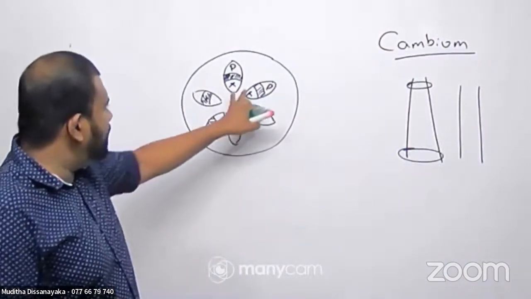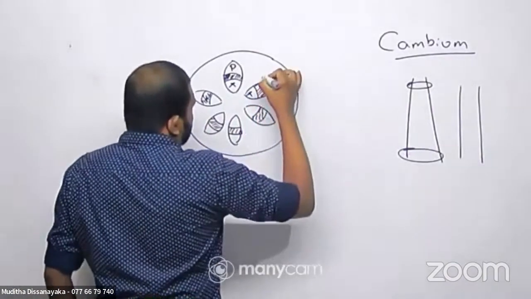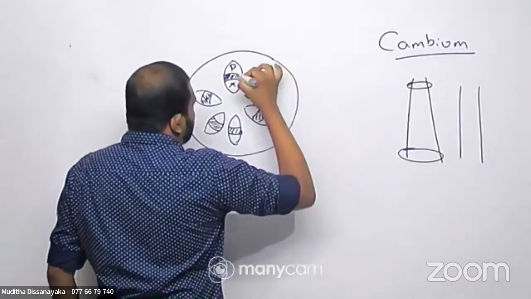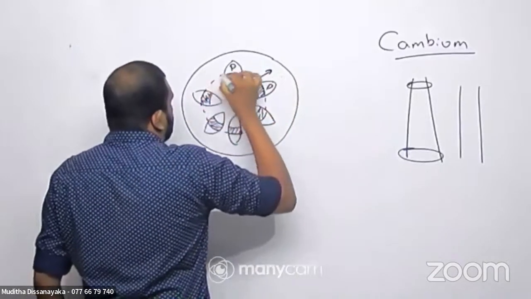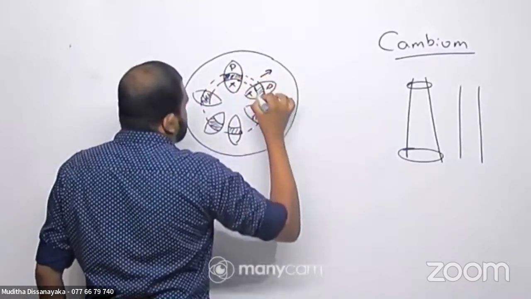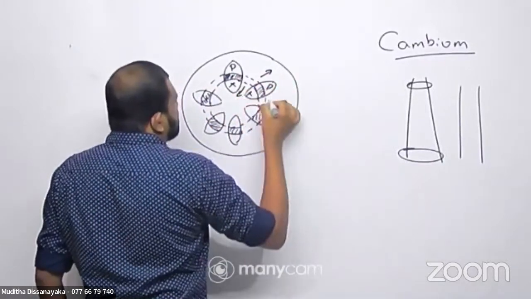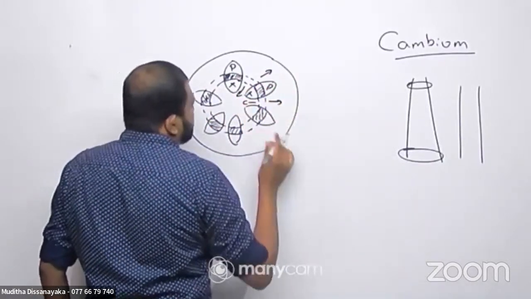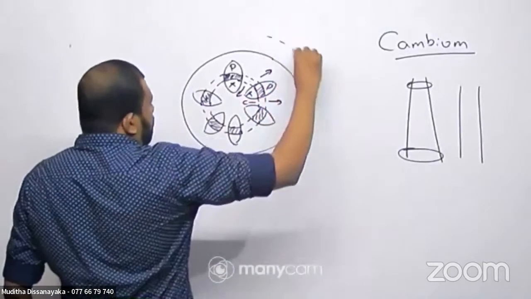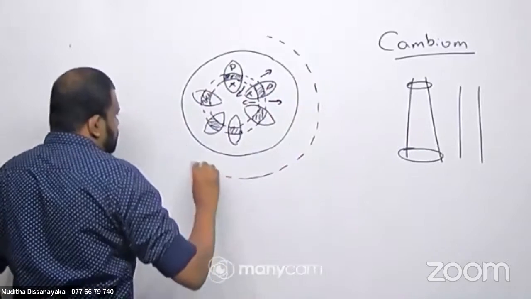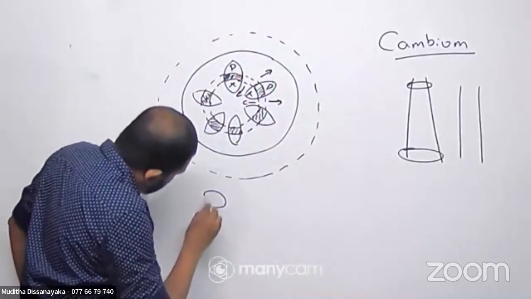This produces new cells. It forms a ring. This produces cells for the outer side and the inner side, for both inner and outer sides. As a result of that, you can imagine the circumference of this increases. This happens in dicots.